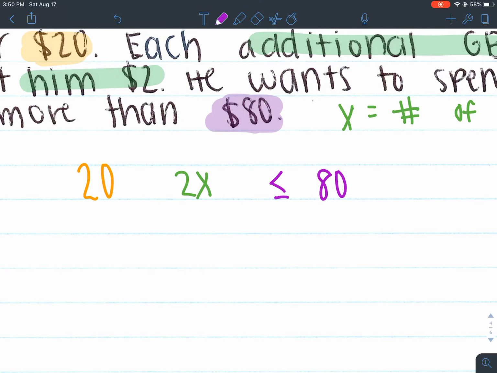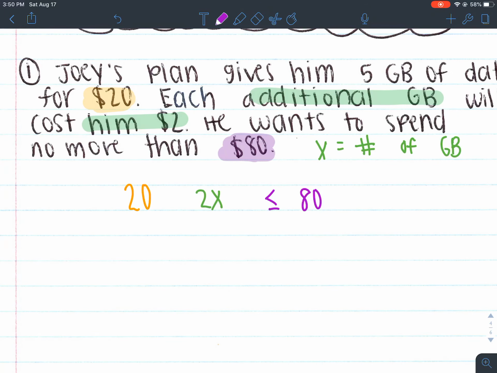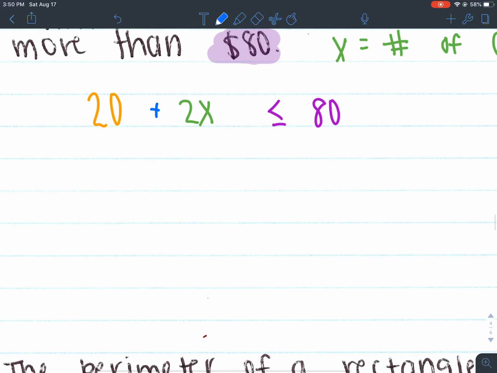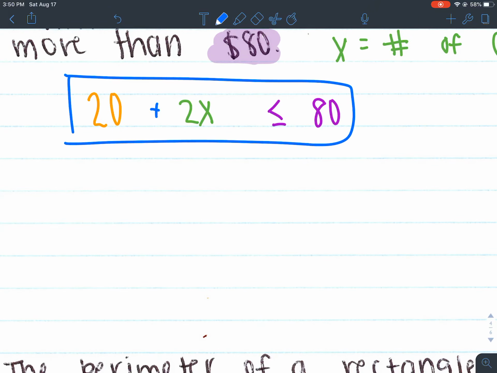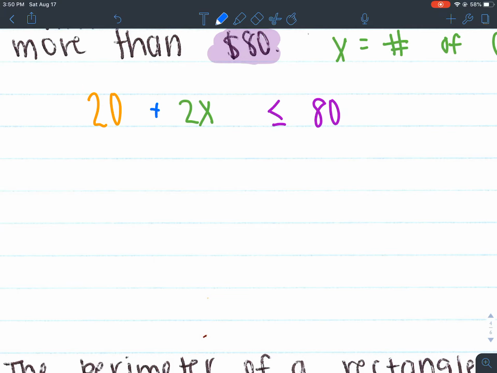All right, there's only one more thing that we don't have. We don't have the operation that goes in between the 20 and the 2x. So the $20 that Joey's getting charged every month, plus the $2 for every additional gigabyte, what are we going to do with those two things? We're going to add them. It's going to give us our total for the month. So we're going to add those two things. So this would be our inequality. So if I ask you to just set up, that would be your setup there.